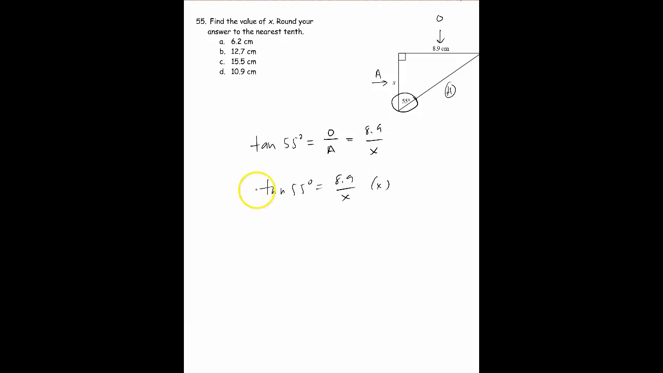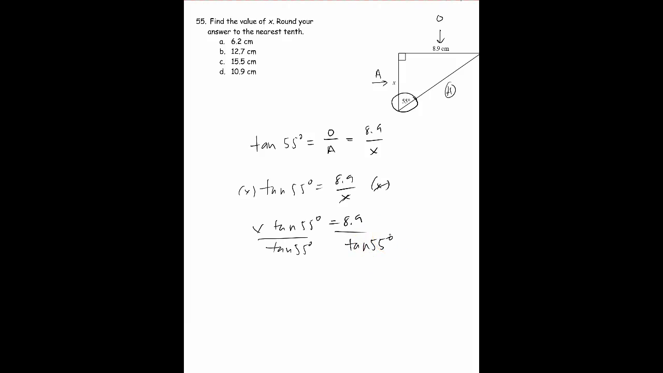I'm going to multiply both sides by x here to get rid of the denominator. So we have x tan 55 equals 8.9, and then we have to get x by itself, so now I'm going to divide by tangent of 55 degrees, which is just a number. Don't get thrown off by the fact that it says tangent 55.